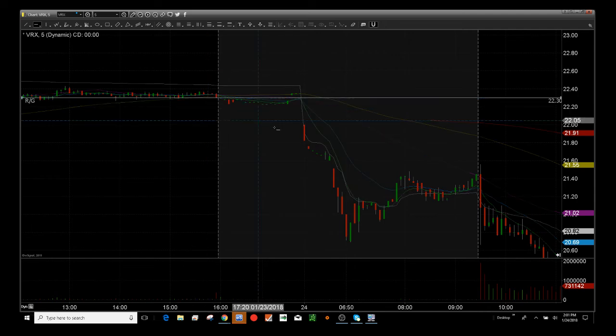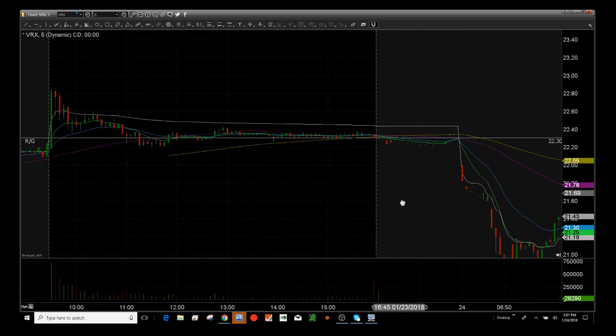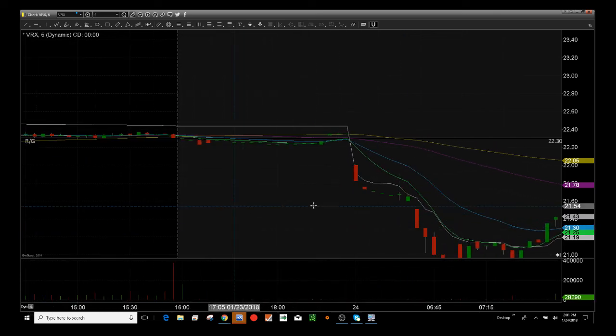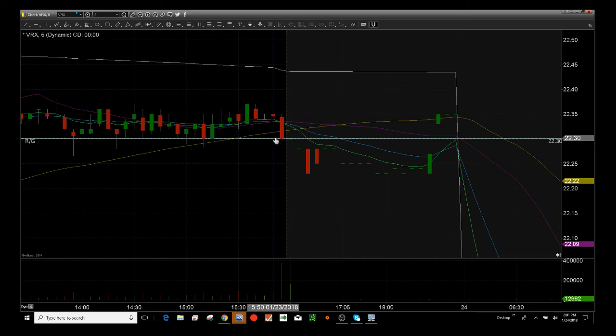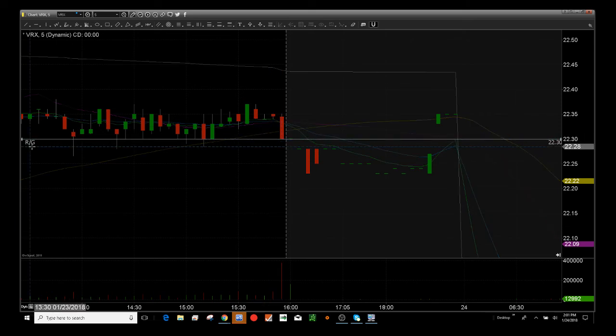So the first line I draw here, hope you can see it a little bit better, is at the closing price, right here, right there, and that's called the red to green line.